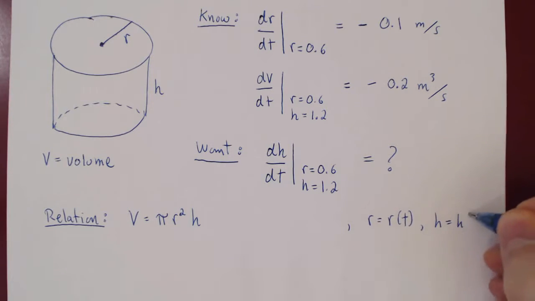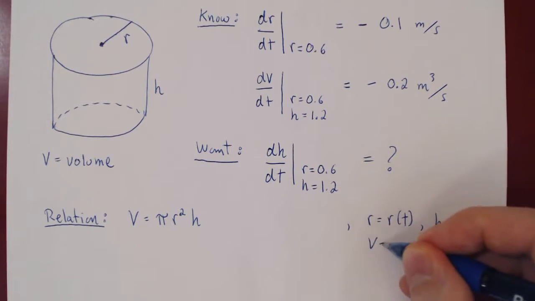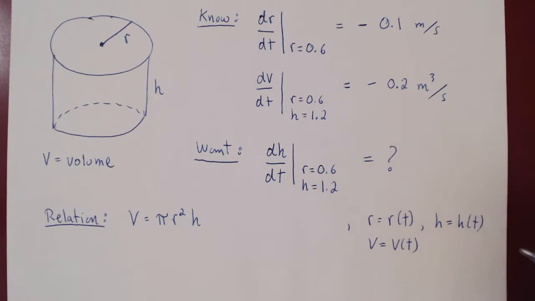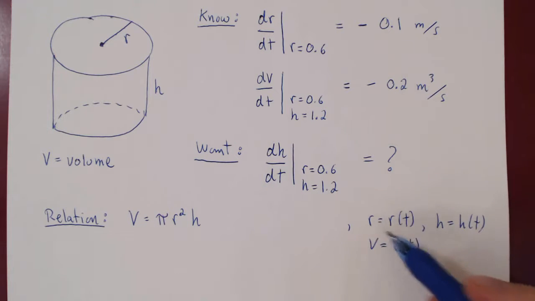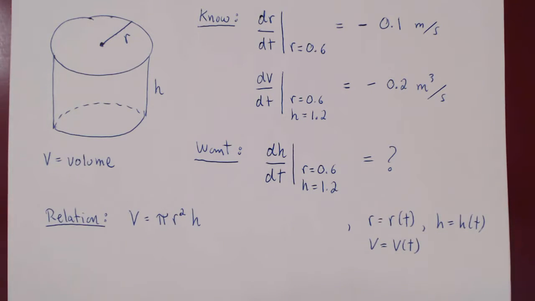h is also a function of t. And the volume also is a function of t. So as in the previous three problems, the independent variable is the time t, here in seconds, and all of r, h, and V are changing as functions of time, and so we have three functions of time. Now here we have two options.